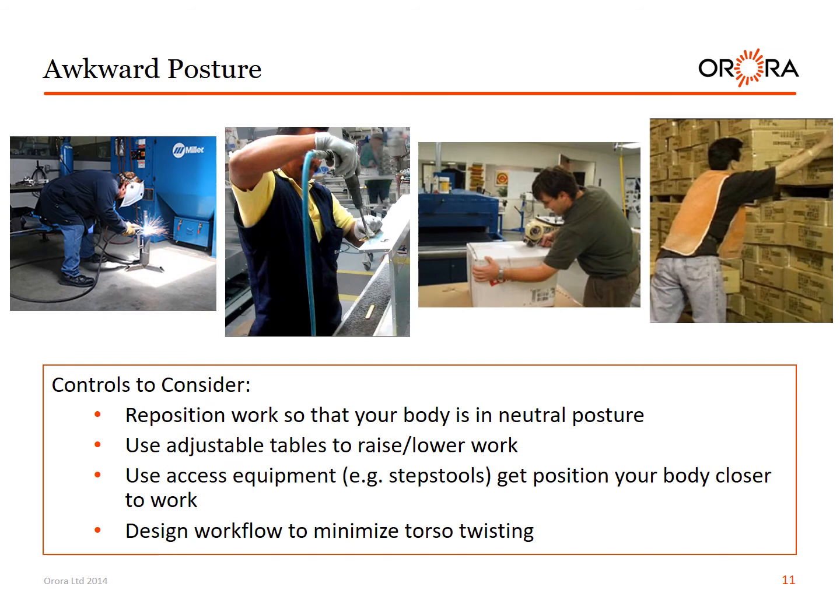Awkward posture. Controls to consider: reposition work so that your body is in neutral posture. Use adjustable tables to raise or lower work. Use access equipment, for example step stools. Position your body closer to work. Design workflow to minimize torso twisting.